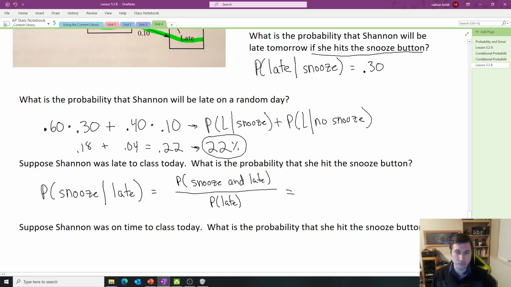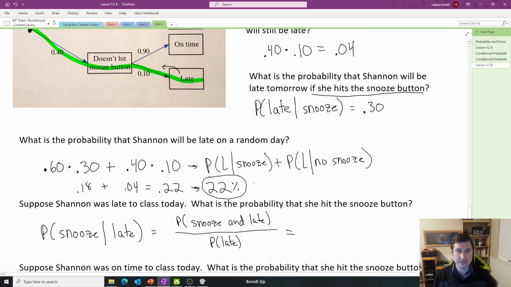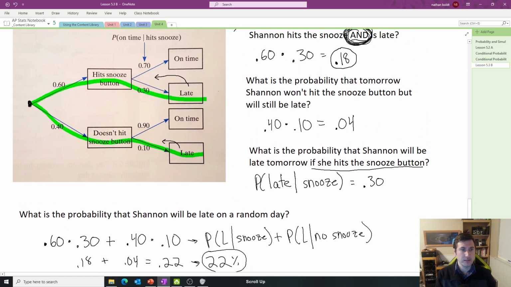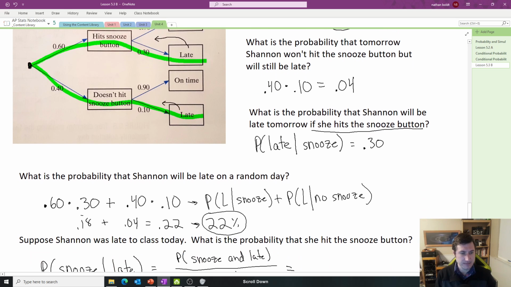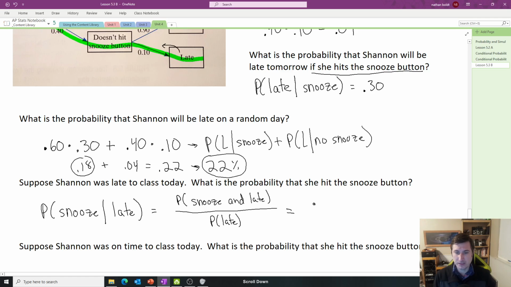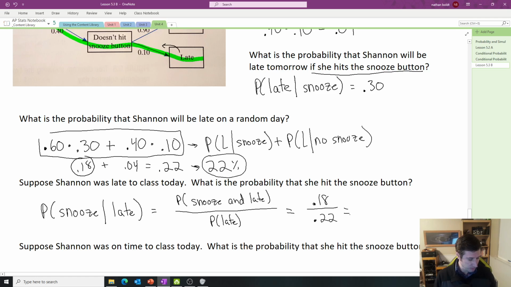So what does that equal? Well, we've done both of these, haven't we? The probability of hitting the snooze and being late is the 18, isn't it? So the top will be 18% divided by the probability of being late. To find that, we had to add the two possibilities. That took another step, but thankfully we've already done that step. That was 22%. So 0.18 divided by 0.22 is equal to 82%.